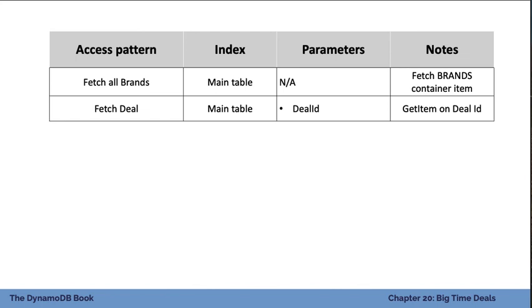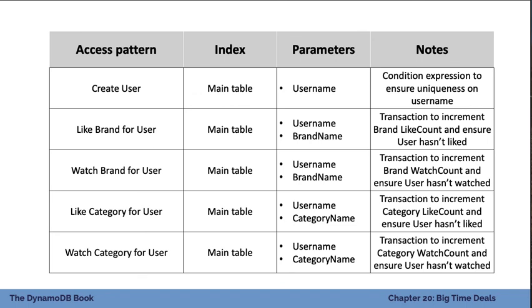We also have the fetch all brands access pattern, which you're just going to do a get item on that brand's container, and then the fetch deal, which will also be a get item on that deal with a deal ID. Finally, we have these access patterns around users and interactions with different items.